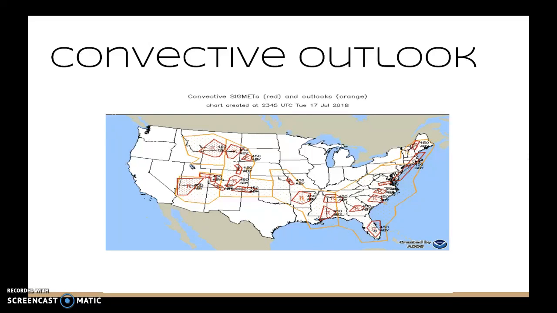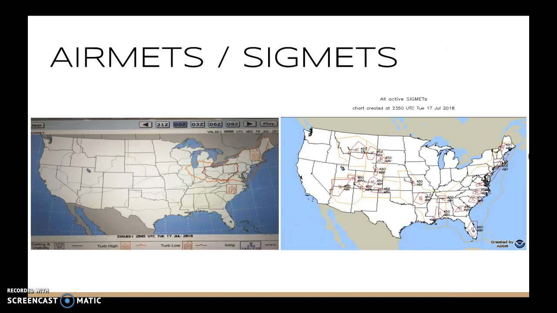Here is the current convective outlook. Across much of the central U.S. and the East Coast, there's lots of convective activity. The areas in red have thunderstorm activity.